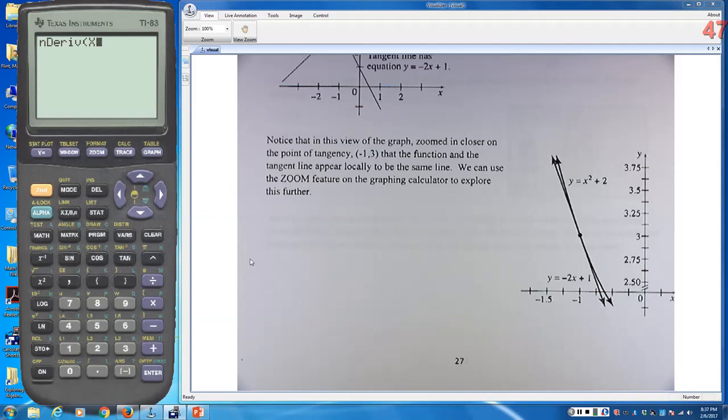And let's see, that original problem was x squared. Find my original equation. X squared plus 2. I don't want to make any mistakes on that part of it and confuse everybody, including me. And then I have to type the x. And then I have to tell it at what x value. And in this case, my x value was -1.